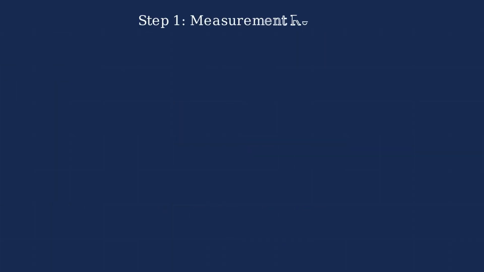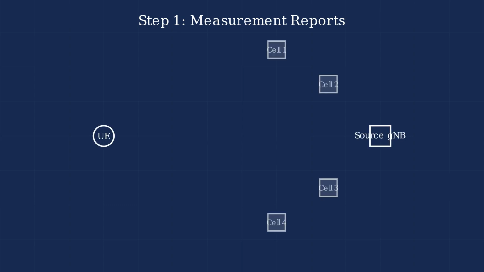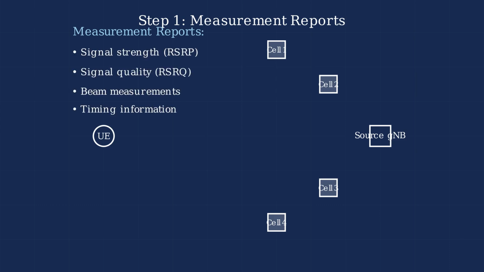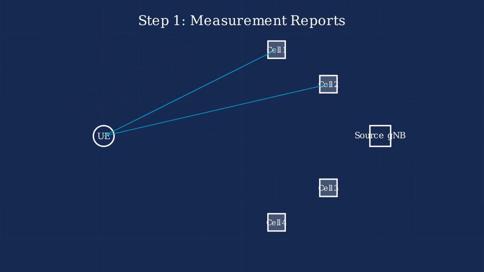Step 1 of the handover process involves measurement reports. In this step, the user equipment continuously monitors signal strength from neighboring cells. The UE collects various signal parameters, including reference signal received power, signal quality, beam measurements, and timing information. As the UE moves through the network, it continuously scans and measures signals from all detectable neighboring cells.